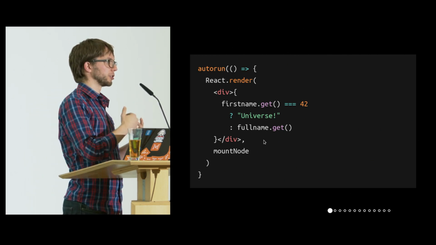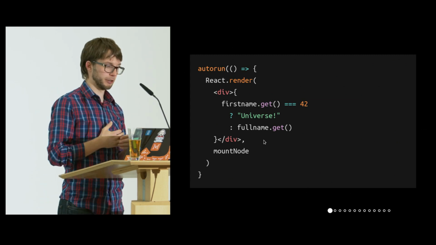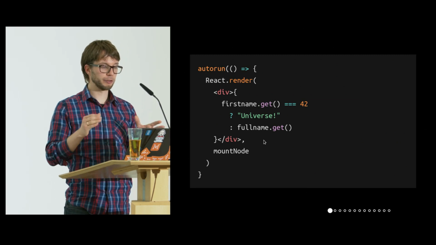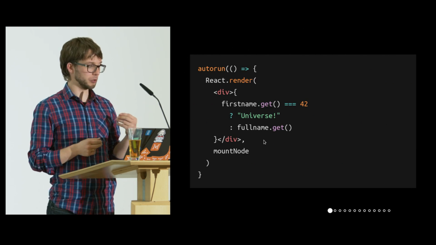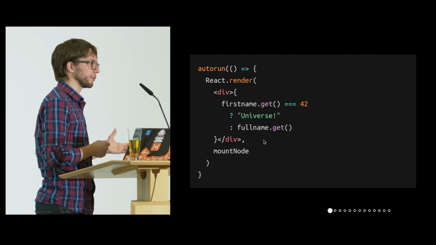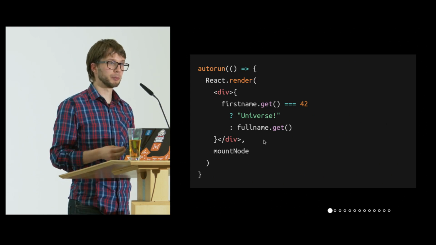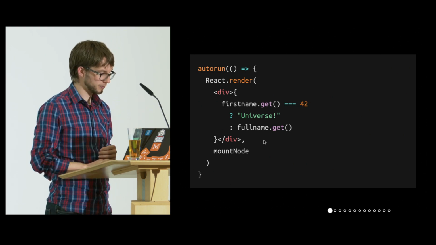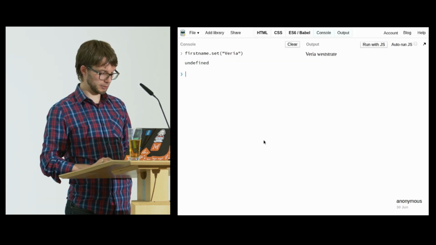So what does this autorun function react to? Well, that depends on the current value of the first name. Because if the first name is 42, then this reaction would only react to changes in the first name. But if the first name has any other value, then it would also react to changes in the full name, because apparently now the full name is also relevant for render. And that's roughly how that works.